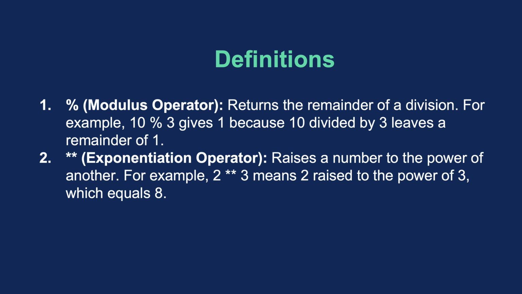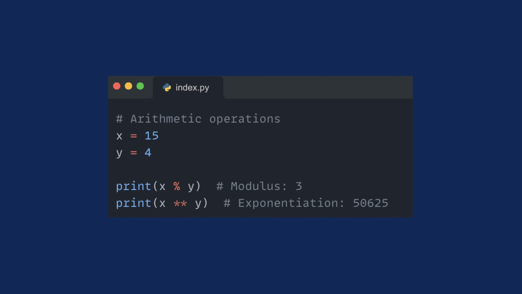Python also gives us some handy operations for more complex calculations, like finding the remainder using the modulus sign, which is the percentage sign, and raising numbers to the power using 2 asterisks. Watch how these work in code. You can see if we print x modulus y, we get a 3. This is because 15 divided by 4 is 3, which is whole, and a remainder of 3. That remainder is the modulus.